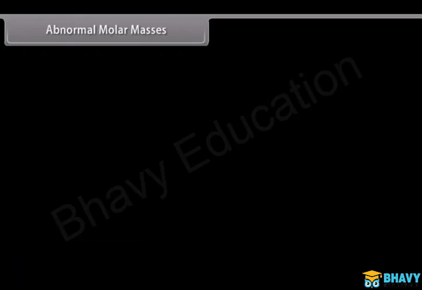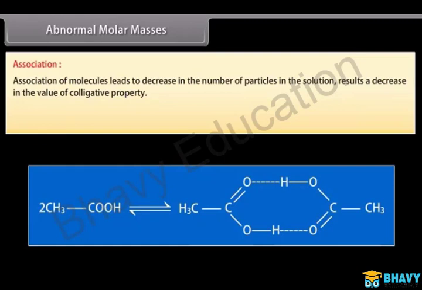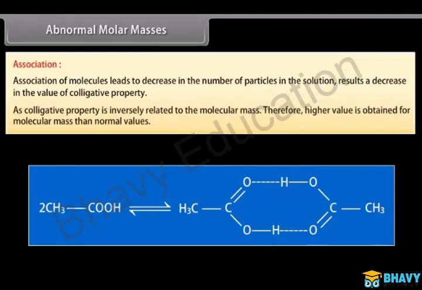Abnormal molar masses. Association. Association of molecules leads to decrease in the number of particles in the solution. Results a decrease in the value of colligative property. As colligative property is inversely related to the molecular mass, therefore, higher value is obtained for molecular mass than normal values.